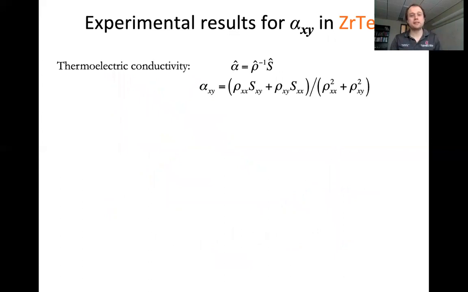Okay, so experimentally what's done is that you make 4 separate measurements. You measure the transverse and longitudinal resistivity, rho xx and rho xy, and the transverse and longitudinal thermal power, Sxx and Sxy, or in other words, the Seebeck coefficient and the Nernst coefficient. And you can extract alpha xy by making this combination of them.